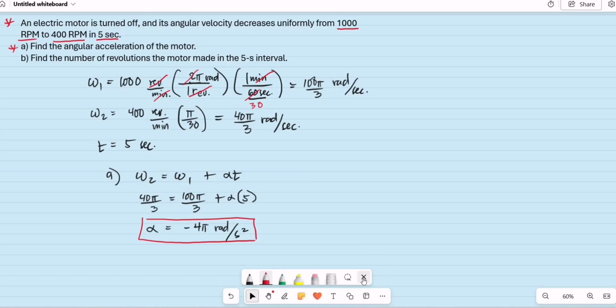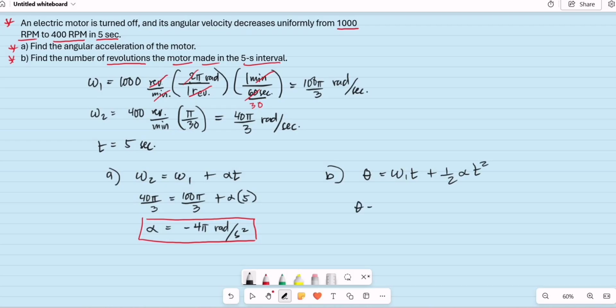We have that as letter B. Okay, so for letter B, find the number of revolutions of the motor made in the 5-second interval. So what equation will be suitable for this one? For question letter B, we'll be using the third equation. This is theta equal to the initial angular velocity times the time, plus 1/2 angular acceleration times the time squared.